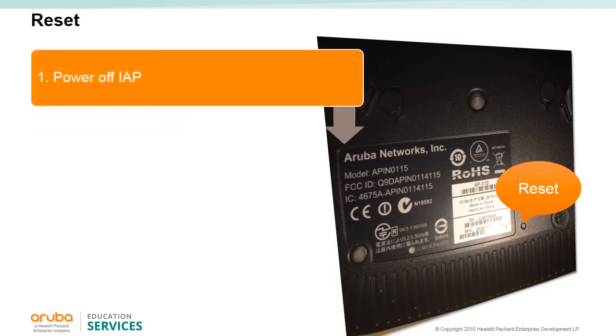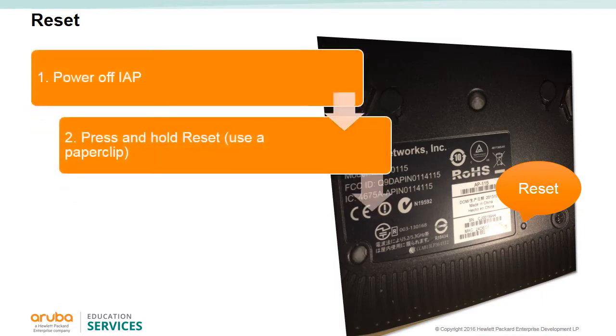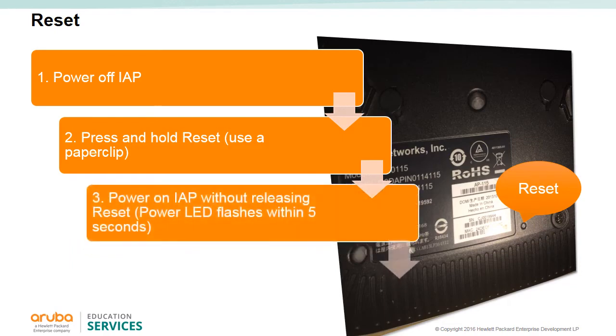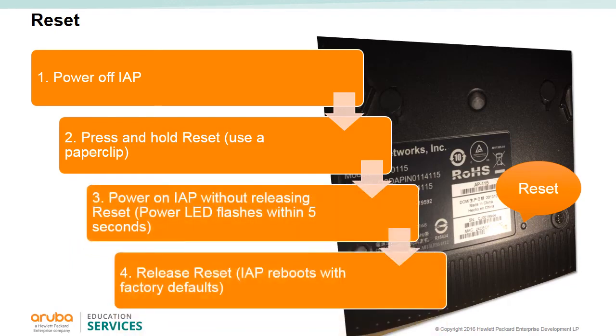Here are the following steps to reset the IAP. Power off the IAP. Press and hold the reset button using a small and narrow object such as a paperclip. Power on the IAP without releasing the reset button. The power LED flashes within 5 seconds, indicating that the reset is complete. Release the reset button. The IAP reboots with the factory default setting.